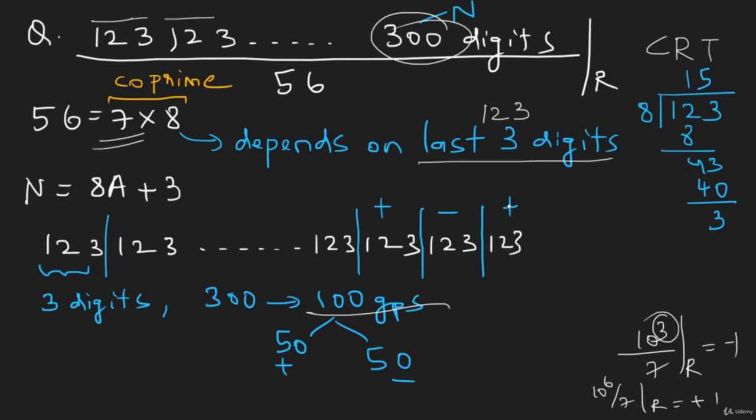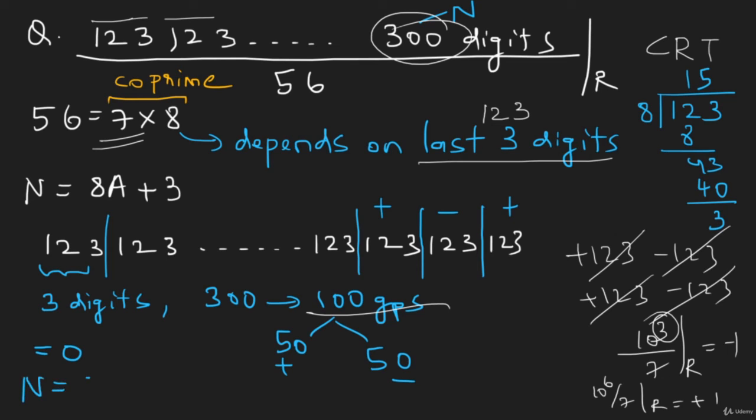If there are only 2 groups, one is getting a positive sign and one is getting a negative sign. Similarly, if there are 100 groups, 50 will get a positive sign and 50 will get a negative sign. Now when we add this up together after applying the signs, it will be of the form plus 123, minus 123, plus 123, minus 123, etc., right? And you can see that these cancel out each other. So the 50 plus and the 50 minus groups cancel out each other, and the sum that you get when you apply these signs will be equal to 0, right? Therefore that means the remainder when you divide n with 7 is equal to 0. Therefore n can be written as 7b.